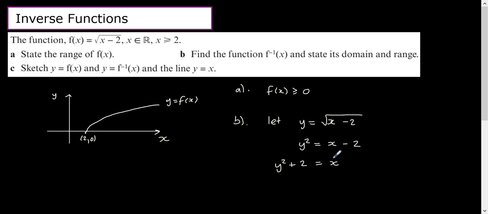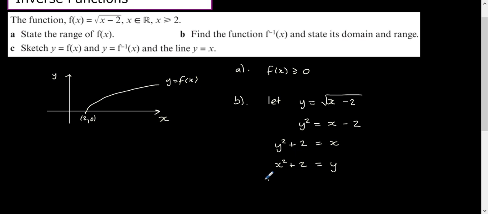And so once we've actually got x equals something, all we've got to do is say x squared plus 2 equals our y. And that means, for the final line, our inverse function, f to the minus 1 of x, is x squared plus 2.